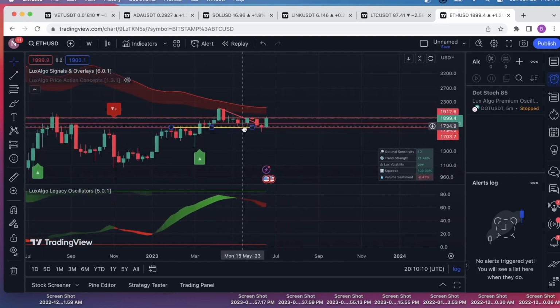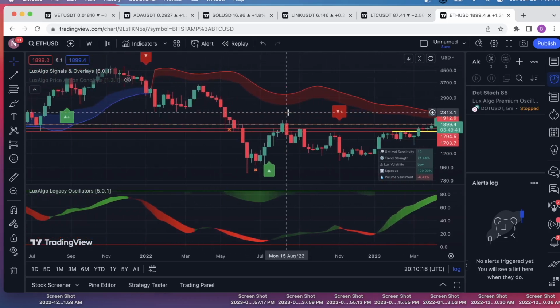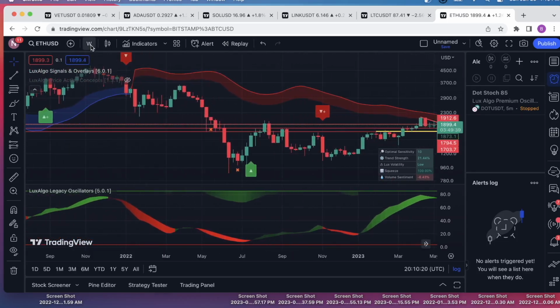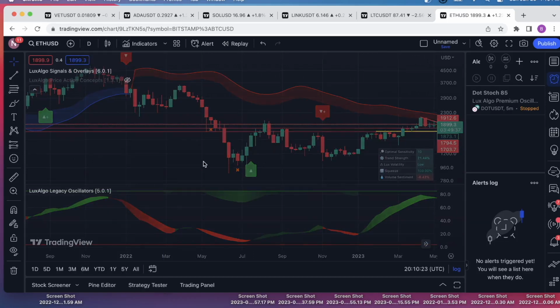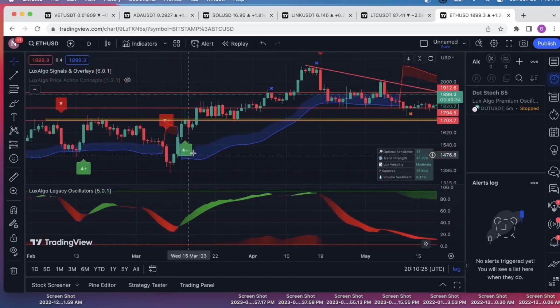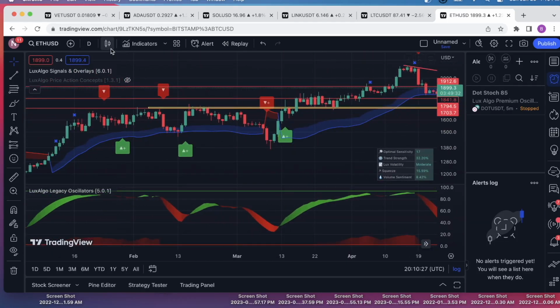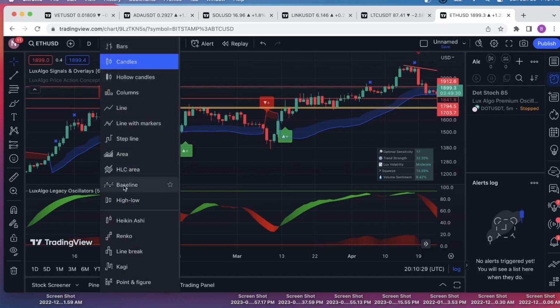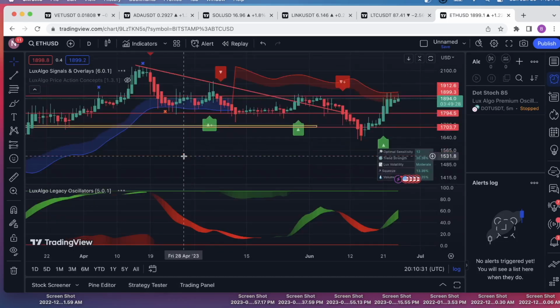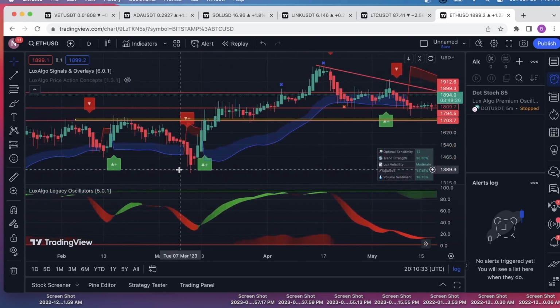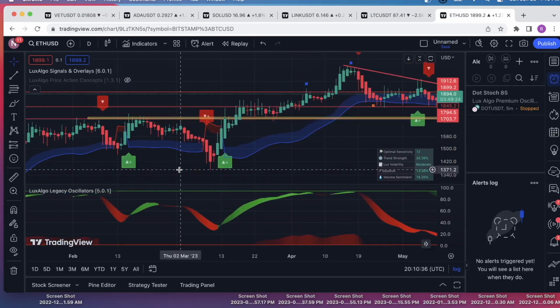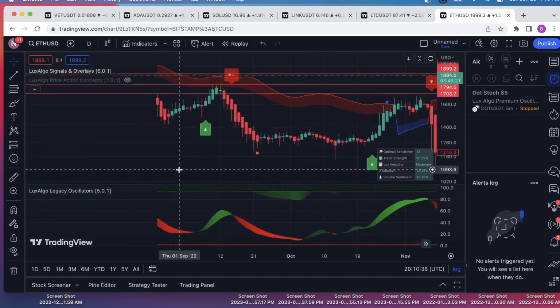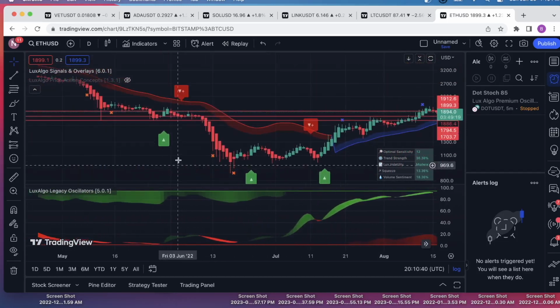Like we got a resistance support flip here. This is a strong bullish engulfing candle. So we're going to see what happens in this instance. But over and over again, this is a great setup. Now, I'm going to flip the candles back to Heikin-Ashi because I prefer it with this strategy. There we go.